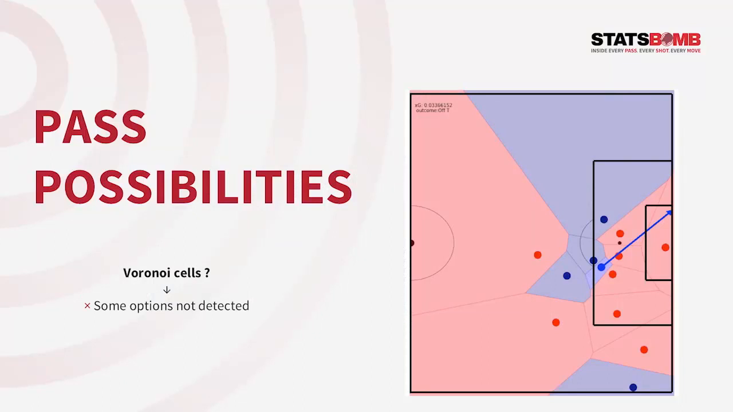For pass possibilities, one thing I tried first is Voronoi tessellations. So the idea was you have a zone associated to each player, and if a teammate of the shooter has a zone associated to the one of the shooter, well, a pass is possible, and maybe we can look at this.